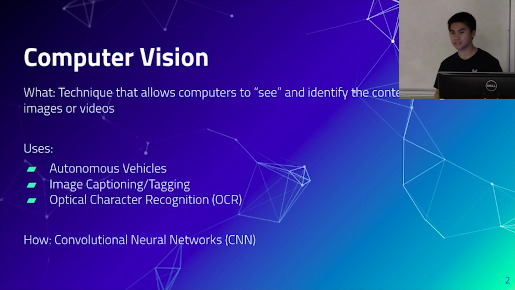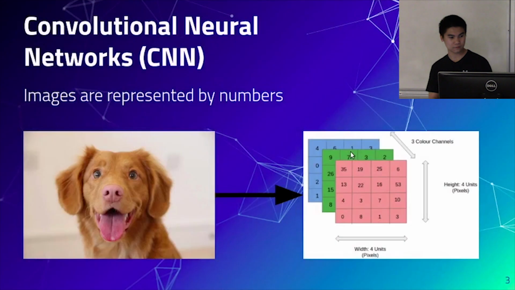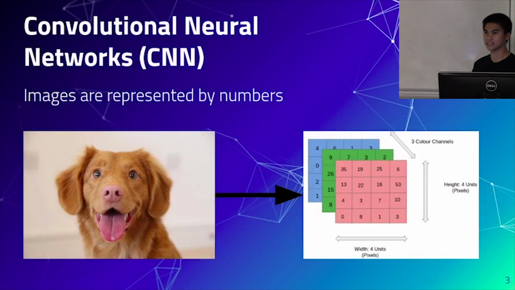The way that it does this is through something called a convolutional neural network, or CNN. Basically, a CNN is like a neural network that has slightly different properties. It takes in an image as numbers. So as you can see here, there's a picture of a dog. It would be represented by a 3D matrix: the length and the height of the image as well as the RGB values, so the red, green, blue.